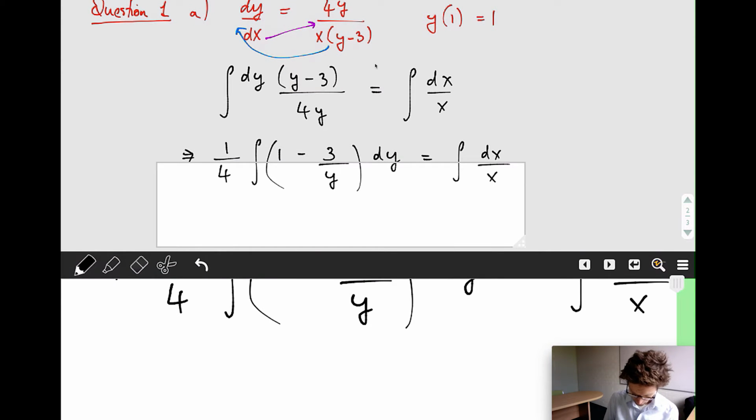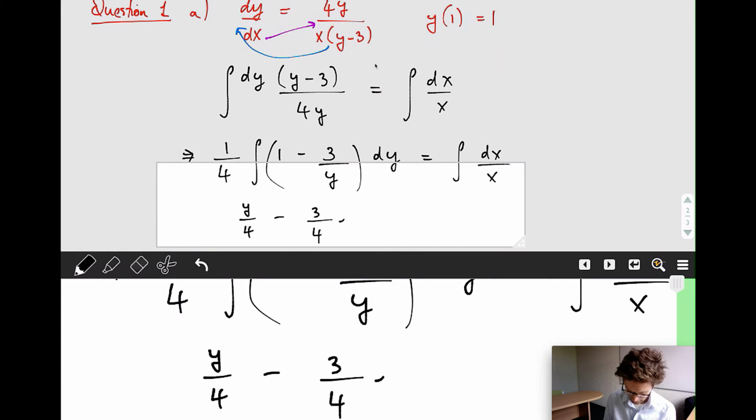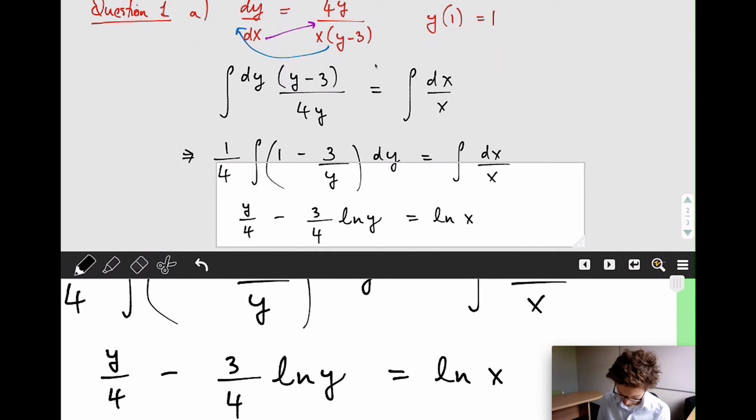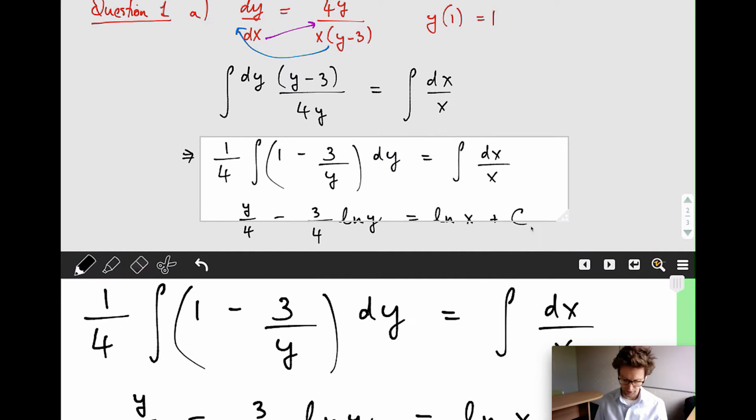Okay, so carrying out those integrals, these are fairly straightforward. We're left with y over 4 minus 3/4 natural log of y is equal to natural log of x plus a constant coefficient c. So I've done the integral on each side, and you notice that I've only included one constant of integration here on the right-hand side. And the reason for that is if I had included a constant of integration on the left-hand side and on the right-hand side, I could just combine them into a single unknown constant. So I really only need one constant of integration when I carry out the integral on both sides.